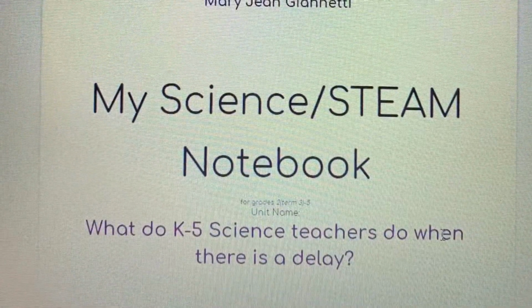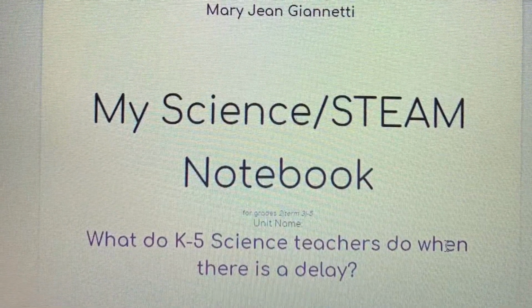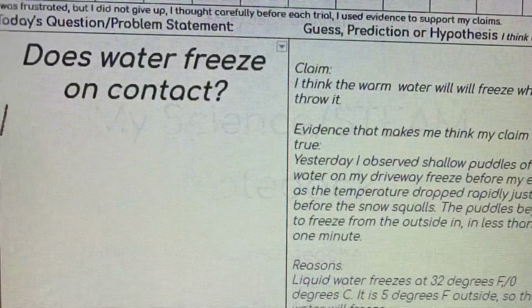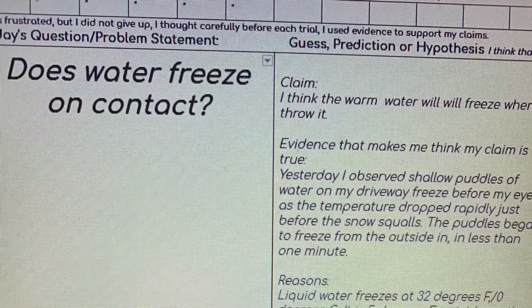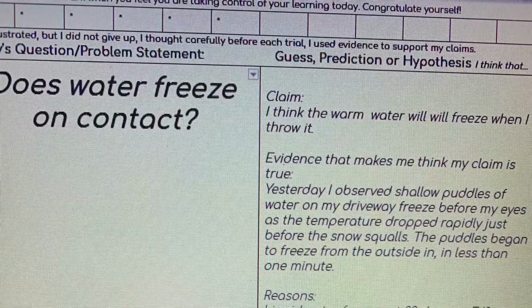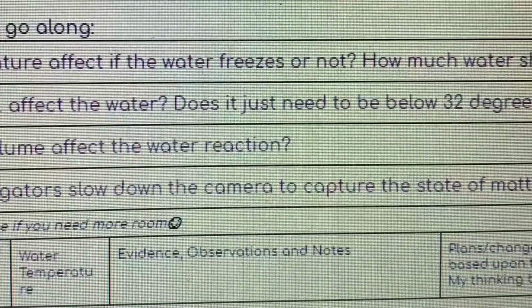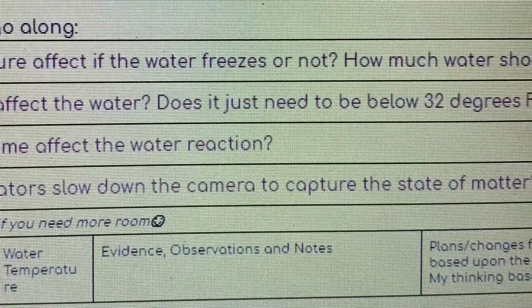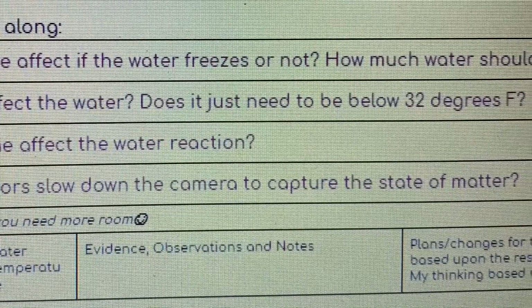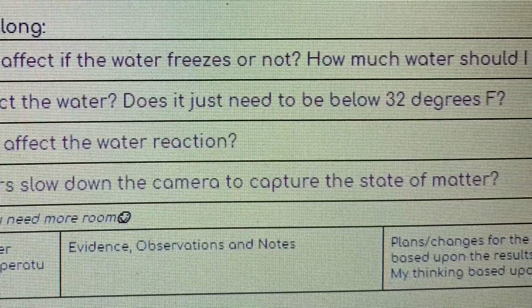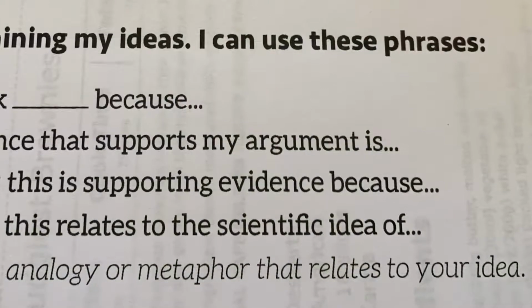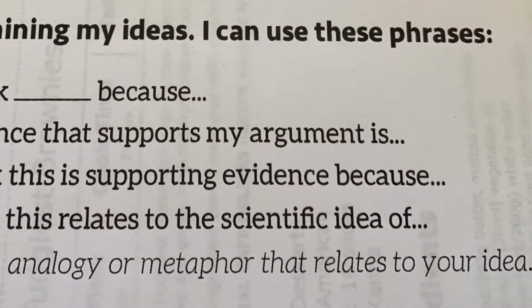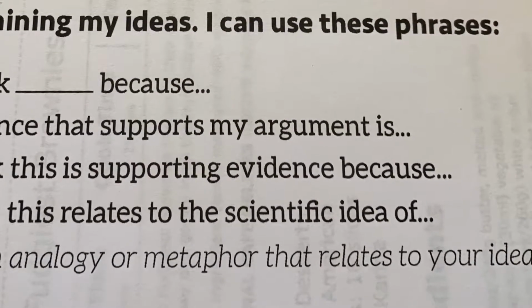So yes, I need to write down all of the parts of my investigation. I form my science question: Does water freeze on contact? I make my beginning claim or my beginning idea or prediction or hypothesis about what will happen. And I have questions along the way. I also search for evidence that will support my argument to prove if my claim is true or not.